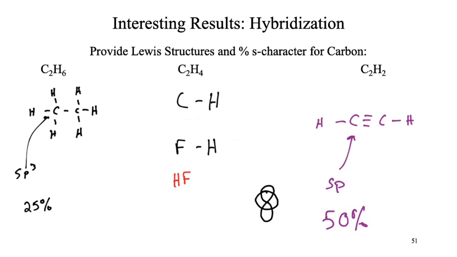That is a huge difference in acidity. So much so that we can remove that purple hydrogen through acid-base chemistry. We can't touch the black hydrogens. That's a really big deal. And that comes back to hybridization and understanding those implications. Really cool.